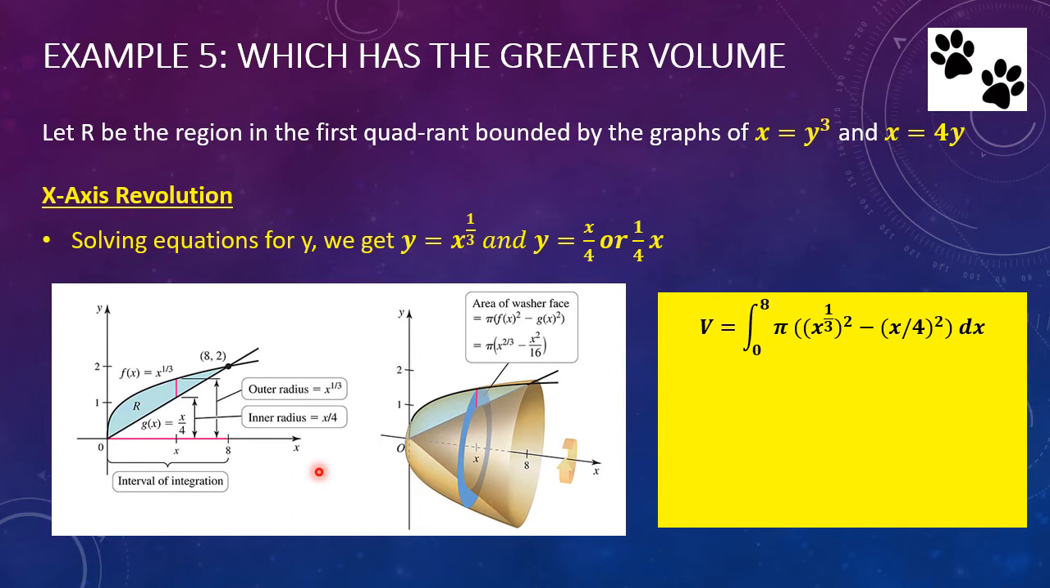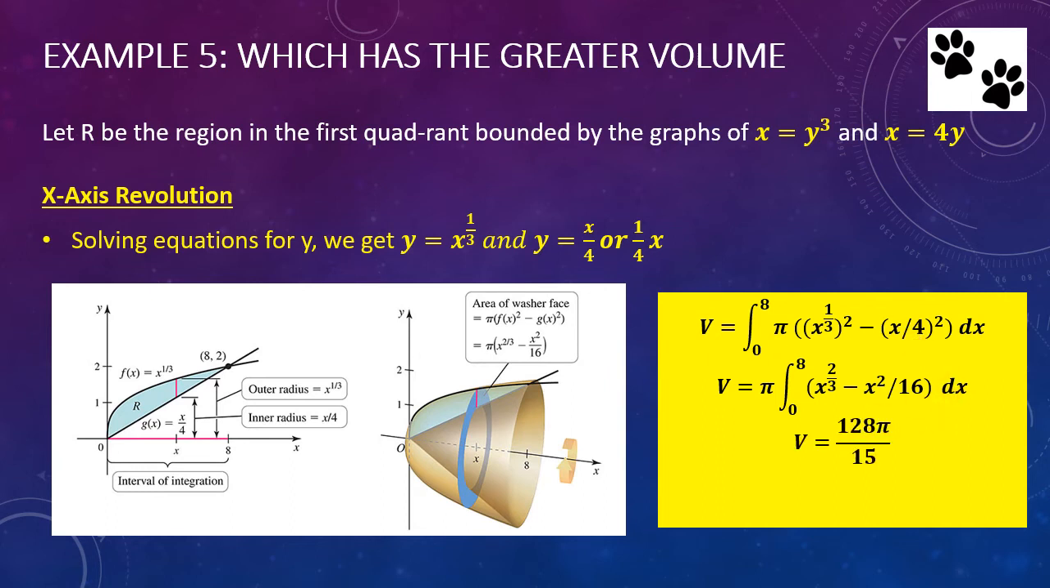So we can see that we're going to integrate between 0 and 8 of pi times the outer radius, which is x to the 1/3 squared, minus x over 4 squared dx. Again, now we have dx, and the other one we had dy. Make sure you're using the right notation. Simplifying a little, pulling the pi outside since it's a constant or coefficient, squaring x to the 1/3, squaring x over 4, we get the following equation.